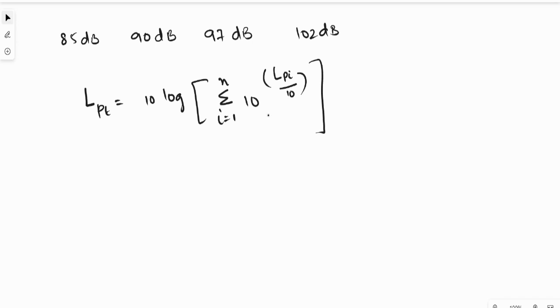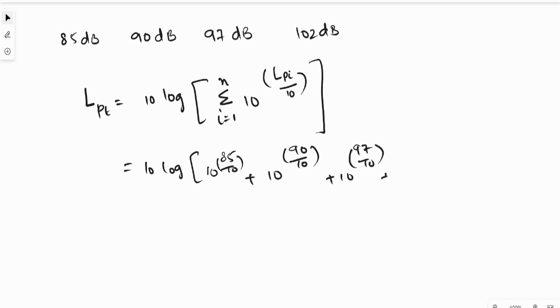So how to use this formula? Now we have four different values. So 10 log of, and the first value you substitute here for L_Pi, where i equals 1, and we have four values. That is 10 to the power of 85 divided by 10, plus 10 to the power of 90 divided by 10, plus 10 to the power of 97 divided by 10, plus 10 to the power of 102 divided by 10.